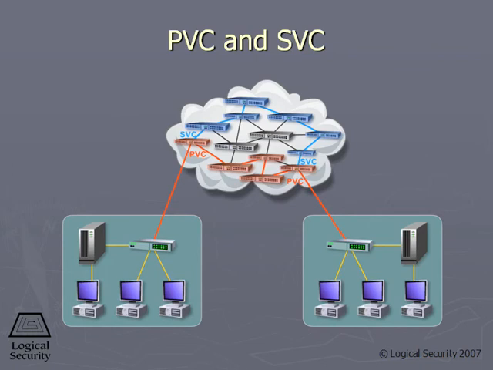Most companies buy PVCs. SVCs are very rare, so you need to know the difference, but in reality, most of them use PVCs. So the PVCs are the permanent, and SVCs are the dynamic. Both of them, you would actually pay a CIR, the actual bandwidth that you're going to need.